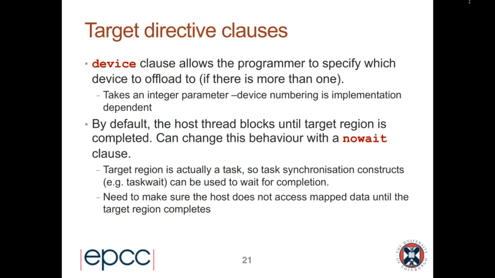Okay. So, back to an earlier question. There's a device clause on the target directive which allows you to specify which device to offload to. It just takes an integer parameter. The device numbering is implementation dependent, but you'd hope that they start from zero and it's sequential. But you don't have any guarantees. It's kind of the same with CPU numbering: you hope it's sensible, but you don't actually ever know.